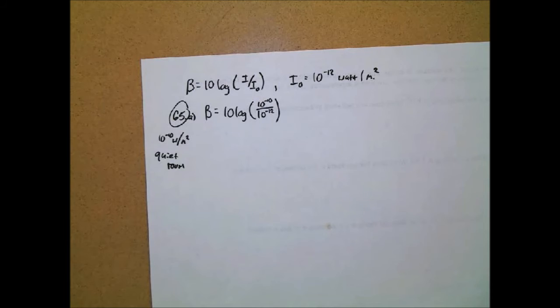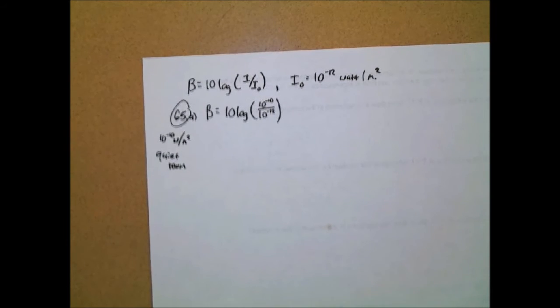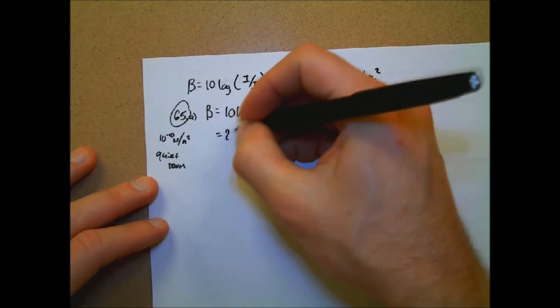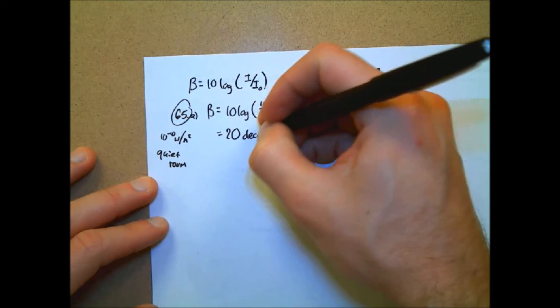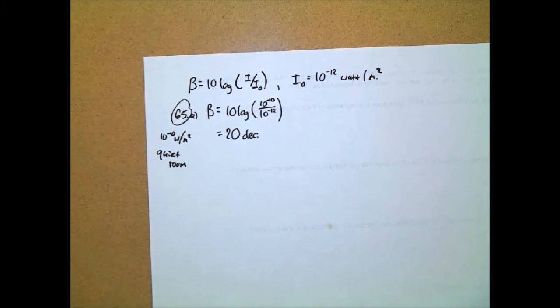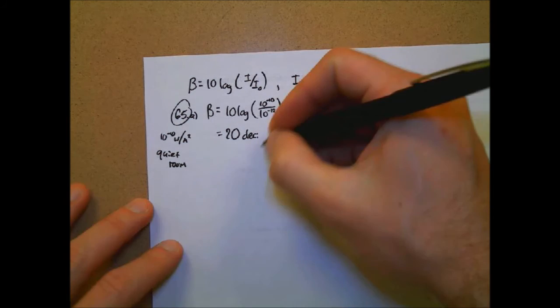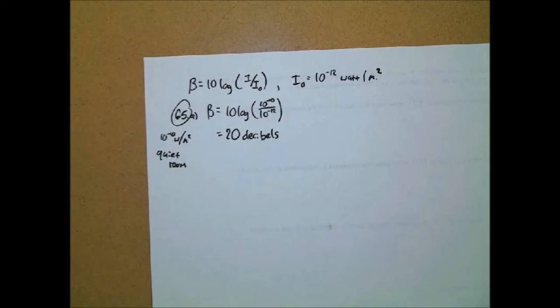To solve this, we're just going to plug and chug. There's not a whole lot of solving to be done. We just type it in. So 10 log 10 to the negative 10th divided by 10 to the negative 12th. Okay, and we get 20 decibels. So quiet room, 20 decibels.